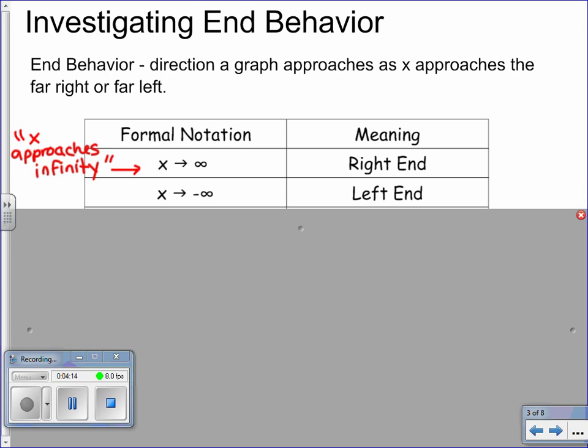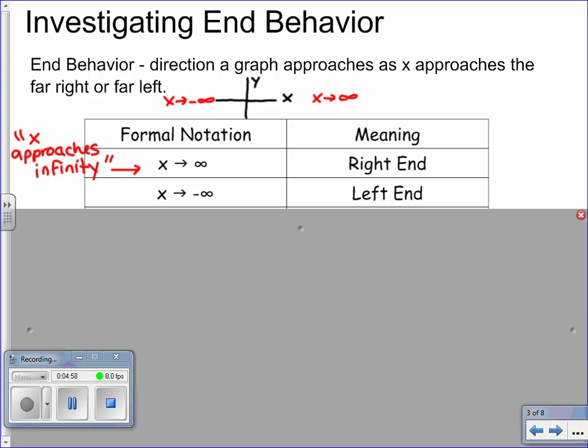Think about a coordinate plane. You have an x and you have a y axis. And if x is approaching positive infinity, the positive side is to the right. So we just keep going further and further to the right. So this is x approaches positive infinity, the right side of the graph. If you have x approach negative infinity, negative x's would go to the left. And so you keep going further and further left. So this side is x approaches negative infinity. So they're just saying the right side or the left side of the graph. That's all that notation actually means.